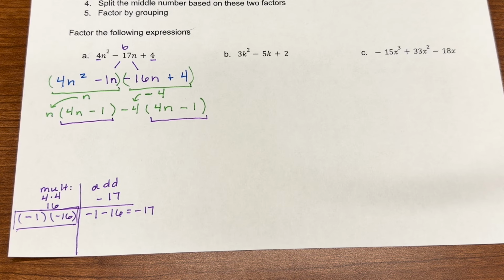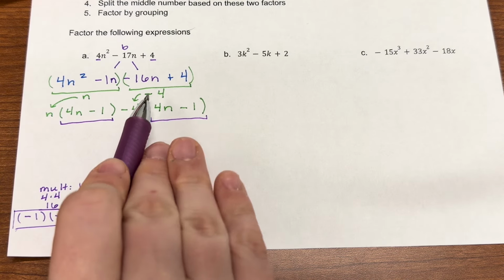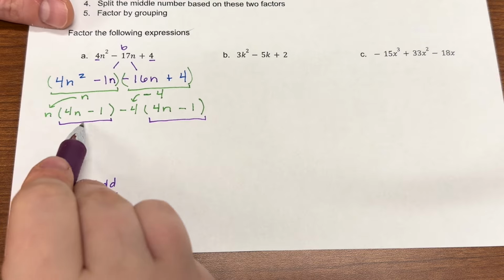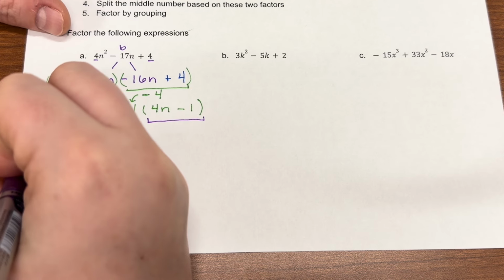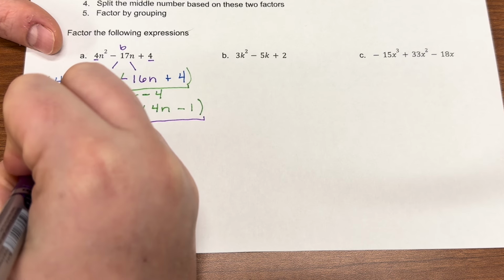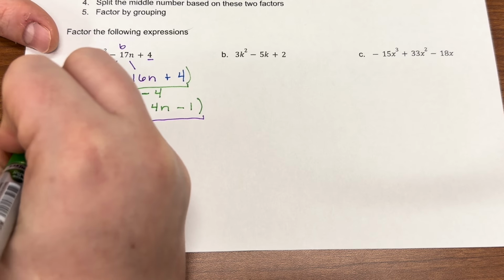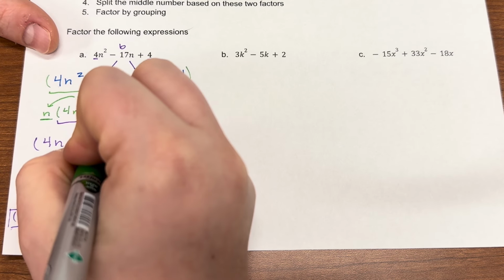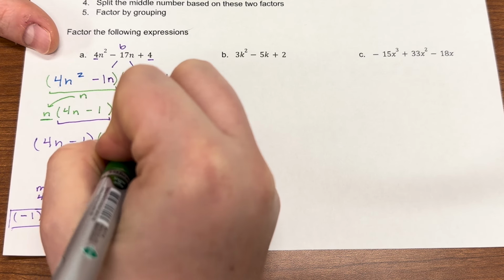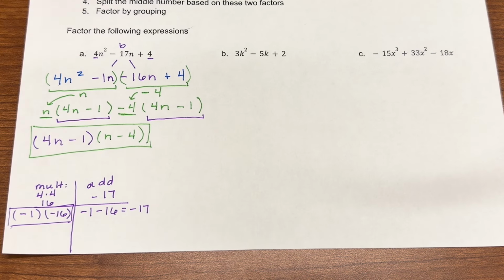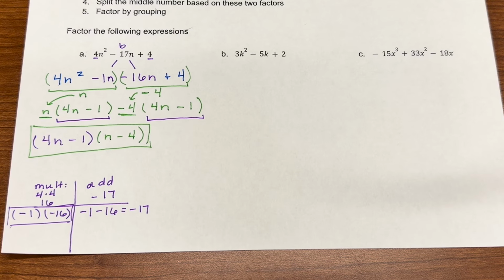Sometimes you'll be off by a negative. It'll seem like things are close to adding up right, but not quite. In that case, you probably forgot to factor out this negative here. You can go back, fix it, and you should be able to get to where you're going. All right, so then pull that 4n minus 1 out, and then we write what is left behind, that n minus 4. And we have factored a quadratic with a leading coefficient other than 1.